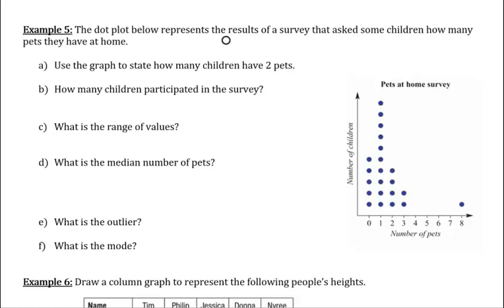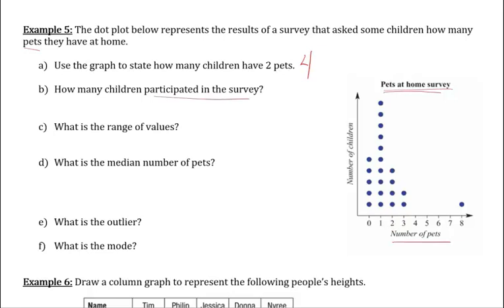So the dot plot below represents the results of a survey that asks how many pets there are. So we've got this properly named, the number of pets, the number of children, and the title for this whole thing, Pets at Home. So if we use the graph to state how many children have 2 pets. This is the number of children. This is the number of pets. So if I count 1, 2, 3, 4, that number is 4. Because there's 4 children, because the number of children goes this way, who have 2 pets.